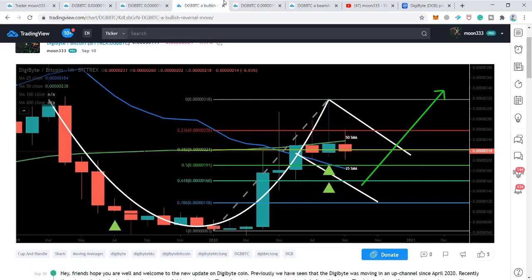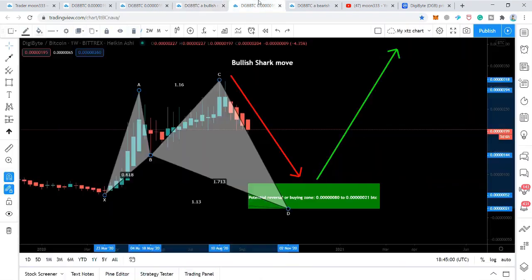But if we will see that the price action will break down this 25 simple moving average on this monthly chart, that is a very strong moving average. It is very difficult for the price line to break down this level. However, if the price action will break down this level, then we can expect that the price action will complete this final leg of the bullish shark pattern.